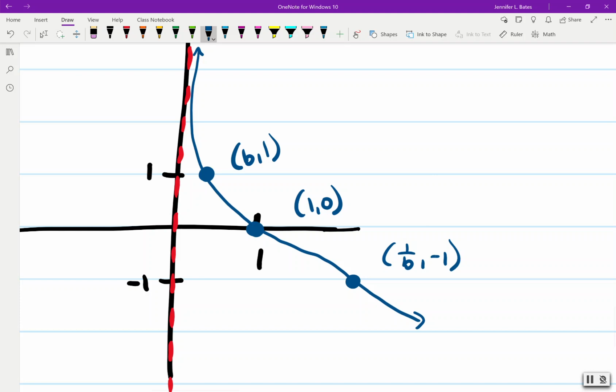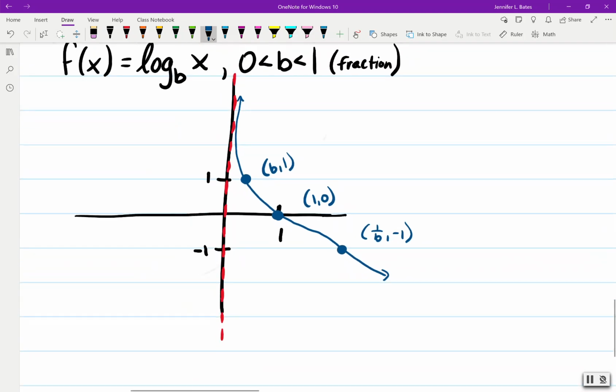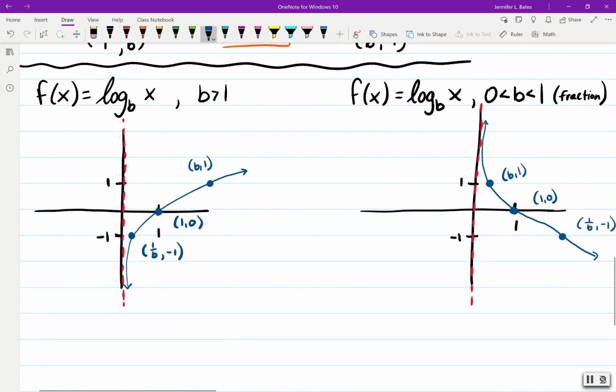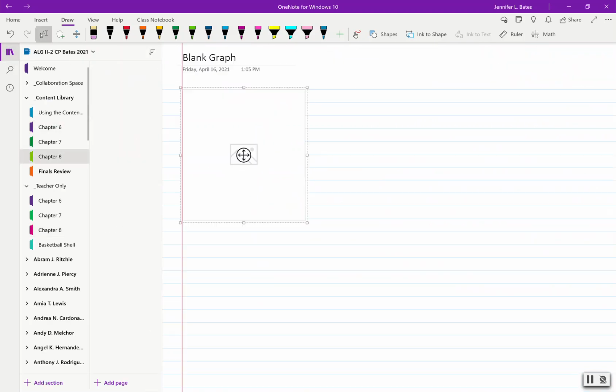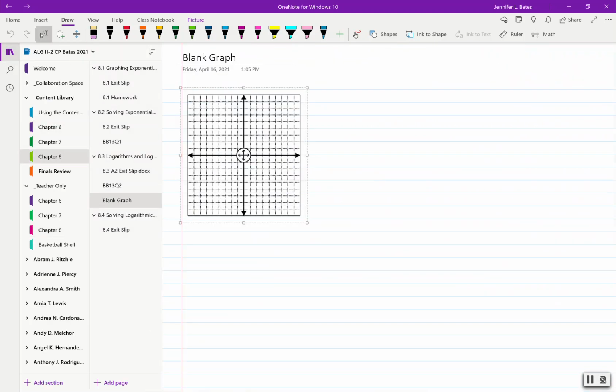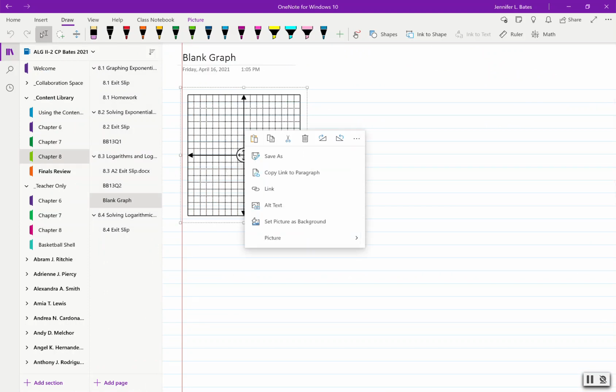Okay, so we're going to work on 4 problems. So we're going to graph 4 of these. We're going to start off with 2 basics, and then we're going to do 2 that are a little more complex. So what I want you to do is go into the content library. Under the 8.3 tab, there's a page that says blank graph. You're going to click on the graph, and you're going to copy it.